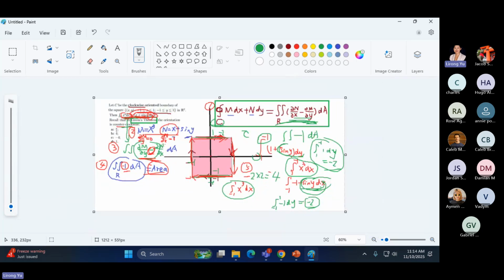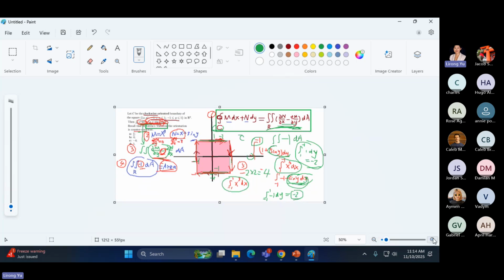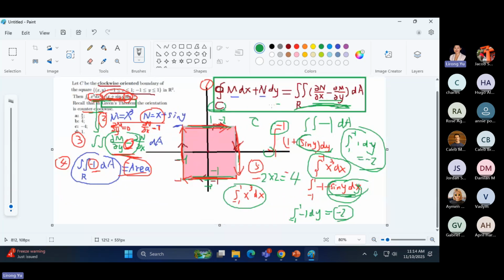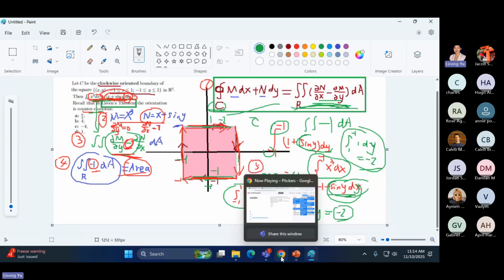I did it both with the line integral and the double integral using Green's theorem. According to Green's theorem, it should be the same. You follow the line integral, and you get the same answer as we have if we do the double integral using Green's theorem.